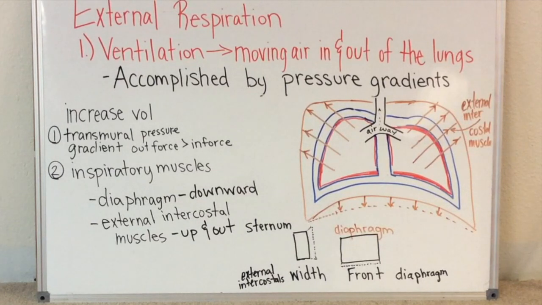So an increase in thoracic cavity due to the contraction of the intercostal muscles and the diaphragm results in an increase in volume of the lungs and a decrease in pressure within the lungs. This causes air from the environment to rush into the lungs to equalize the pressure gradient.